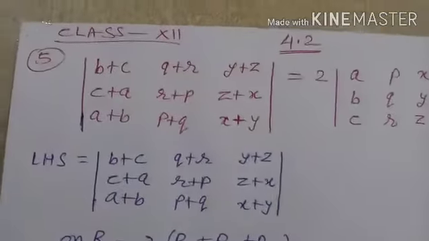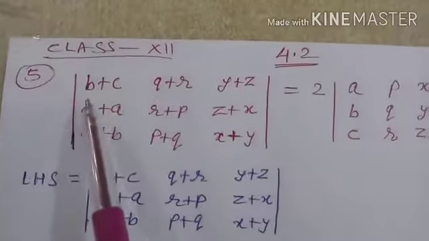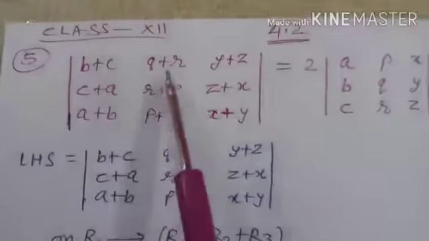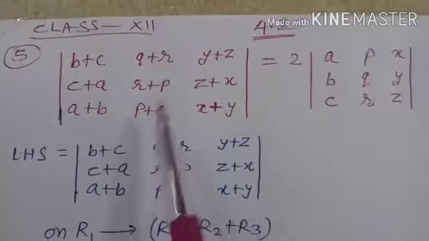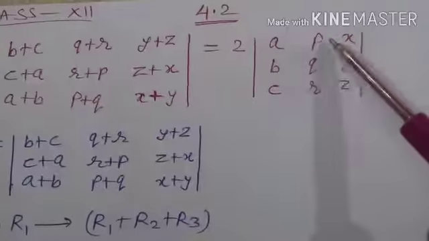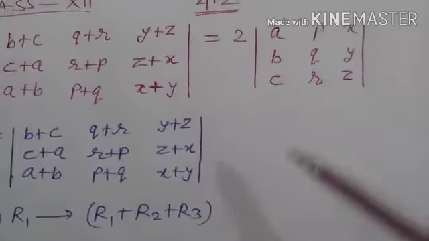Now today's last question, question number 5. B plus C, C plus A, A plus B, this is the first column. Second Q plus R, R plus P, P plus Q, and third is Y plus Z, Z plus X, and X plus Y, and our target is 2 times the determinant with first column ABC, second PQR, and third XYZ.